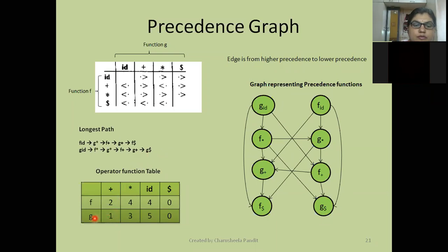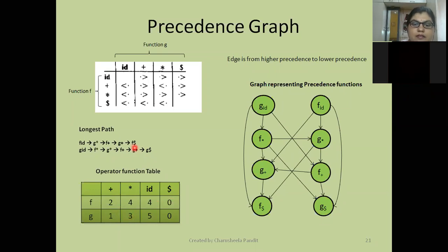Now g of star you can find here. So from this path you can move to g of dollar as per this longest path. So from g of star to g of dollar, the path length will be 3, right? This is how this table is generated, right?